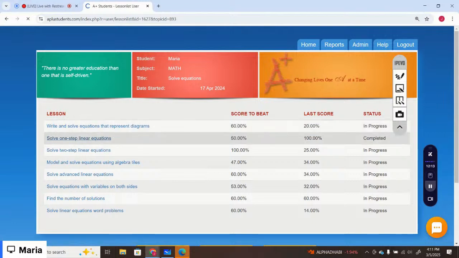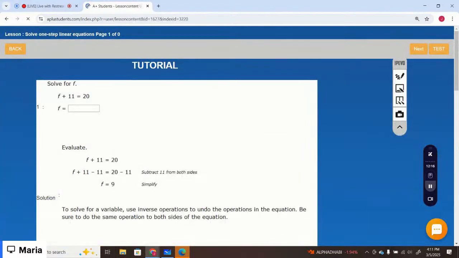Solve one-step linear equations. Solve for f. f plus 11 equals 20. You need to calculate the value of f. So you need to isolate the variable f. 11 is added to f, so you can subtract 11 from both sides. Basically, you have to do inverse operations, right? So 11 minus 11 cancels out and 20 take away 11 equals 9. So the correct option is f equals 9.